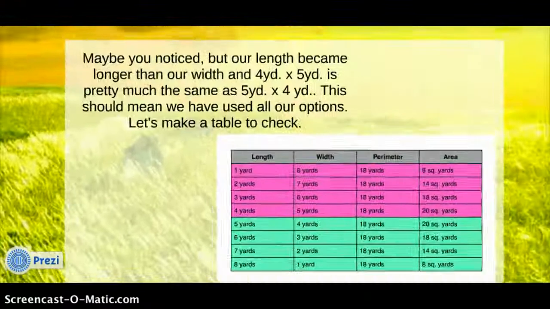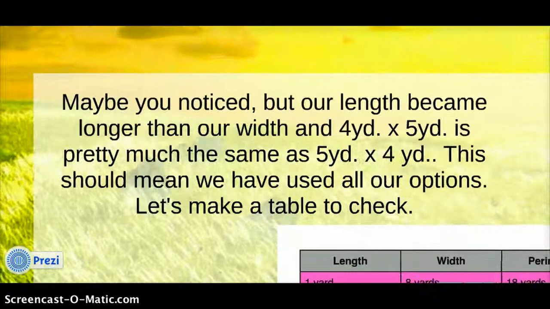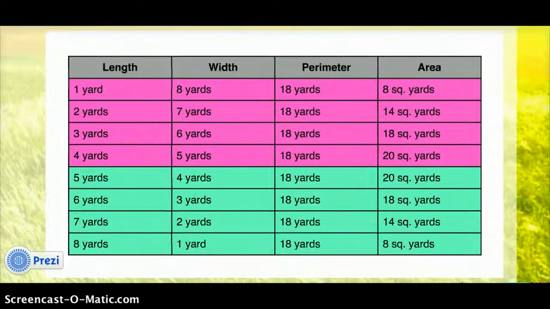So maybe you noticed, but our length now became longer than our width. 4 yards by 5 yards is pretty much the same thing as 5 yards by 4 yards. This should mean that we've checked all our options. So we made a table, and let's double check. So we have 1 yard, 2 yards, 3 yards, 4 yards. And if we look over on this column for the width, 4 yards, 3 yards, 2 yards, 1 yard. So that means we just have the same rectangles, they're just flipped. The length and the width are flipped.